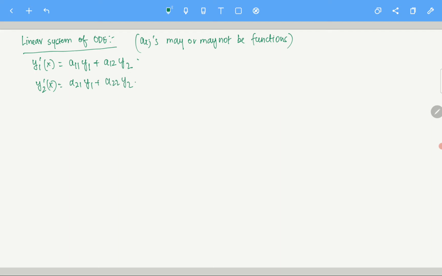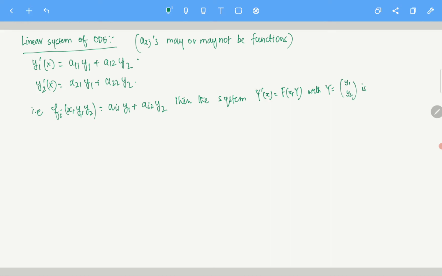Clear? So if you have something like this, essentially that is if you have f_i in our original definition, if you remember, f of x, y, with y being y1, y2, if that looks like a_i1 y1 plus a_i2 y2, then you have your system: capital Y prime of x equals f of x, y, with capital Y being y1, y2.